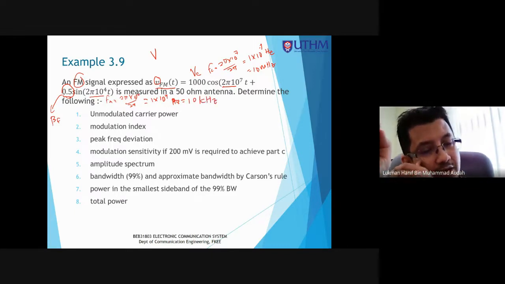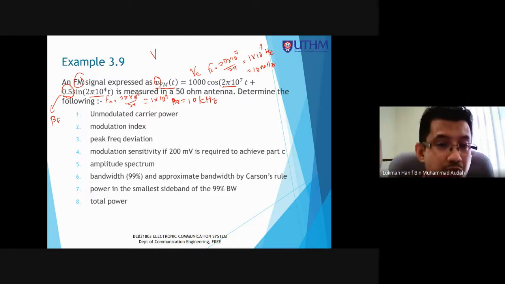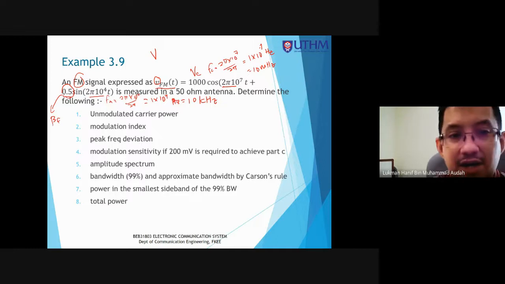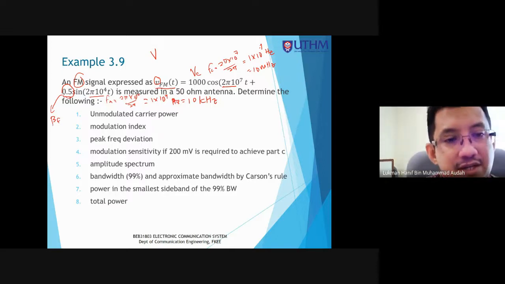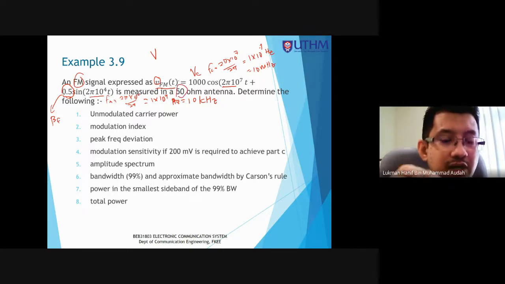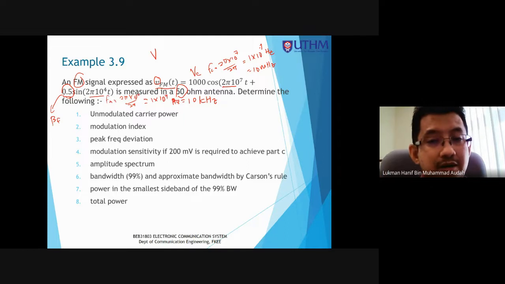10 to the power of 4 is 10 kilo. So what? And then R is given as antenna resistance, 50 ohm. R is already in the question. And then what? Determine the unmodulated carrier power.